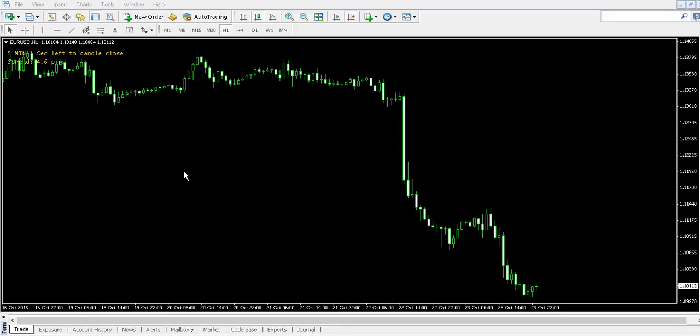Right now, what we're looking at is the Euro US dollar currency pair, and we're looking at a 1 hour time frame. So each one of these represents 1 hour. So that's a lot of hours that have gone by. You can see down here at the bottom, October 16th to now October 23rd.